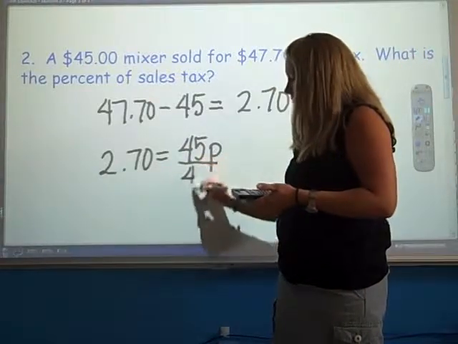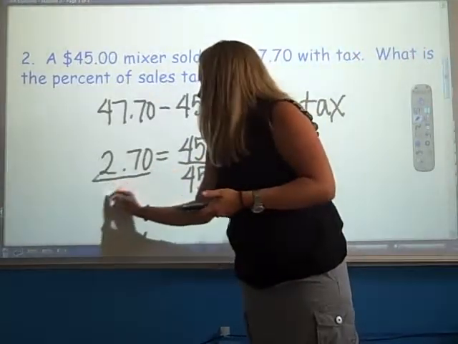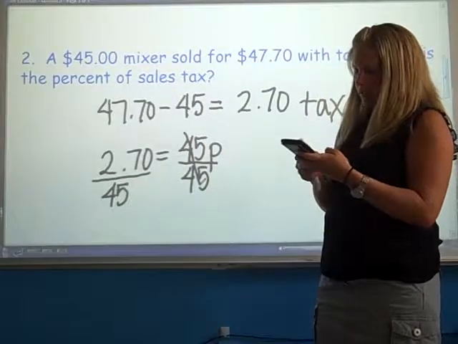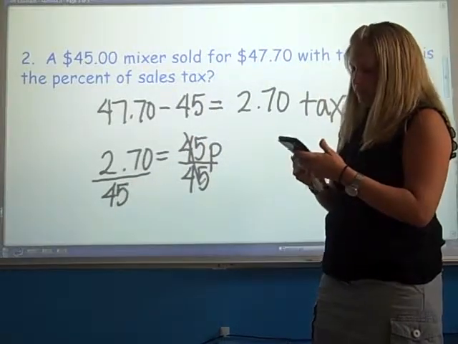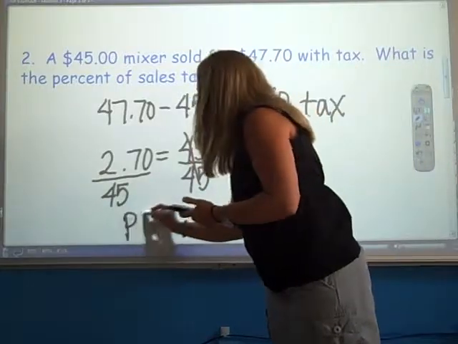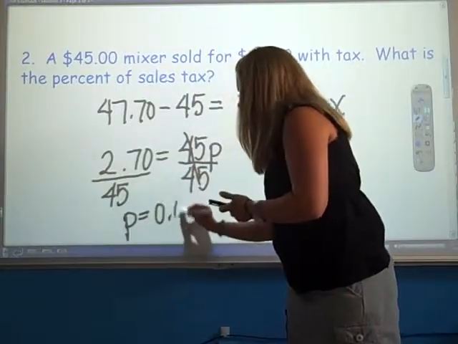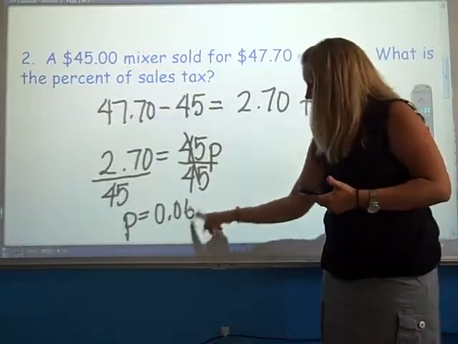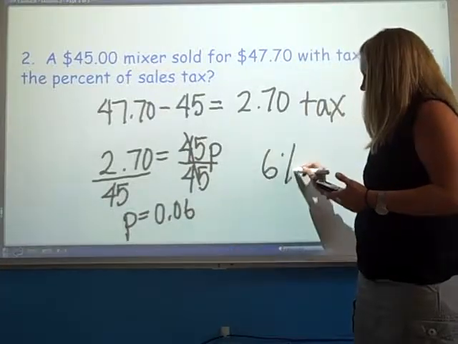Solve for the percent. 2.7 divided by 45. Okay, the percent I get is 0.06. That's the decimal. We need to make it a percent. Move it over, it's 6% sales tax.